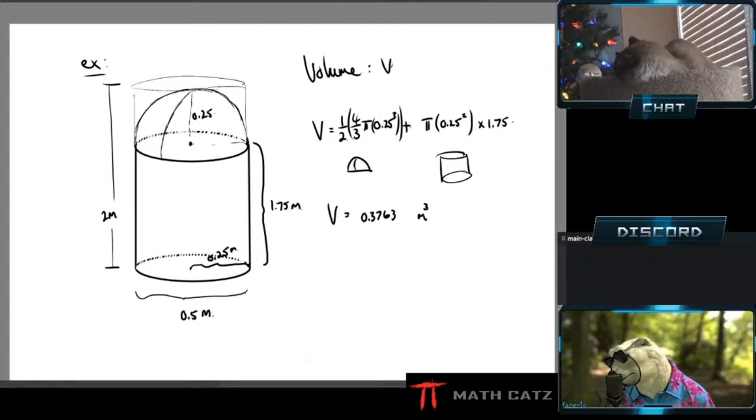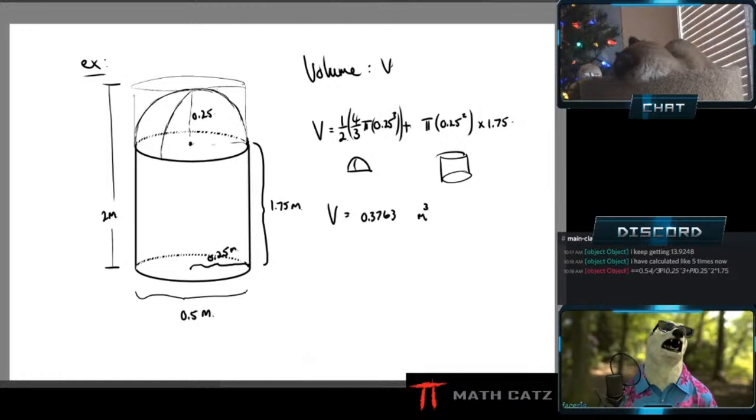Here we go. Half, which is 0.5, times 4 divided by 3 times pi times 25 cubed plus pi times 0.25 squared times 1.75. Try to be as objective as I can. I get the same answer, so I'm now a little bit more confident.